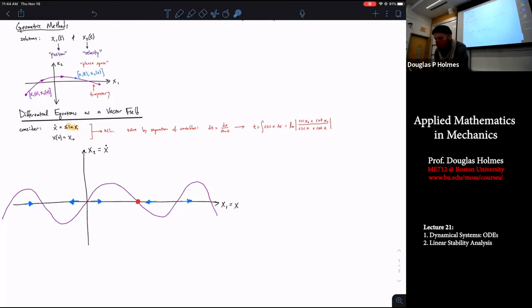Any particle that starts near this point is going to move away from it. So if it starts slightly to the right of this point, it's going to move to the right. If it starts slightly to the left of this point, it's going to move to the left. So this is a fixed point, but it's unstable. So I'll draw that with an open circle. So stable, unstable, stable, unstable, stable, unstable. Let me just mark these so that you see. So this is stable. This is unstable.